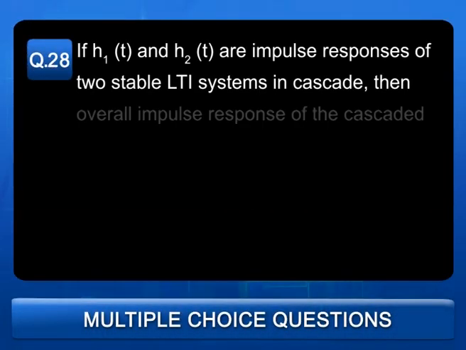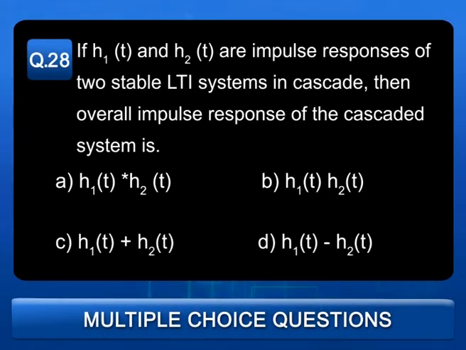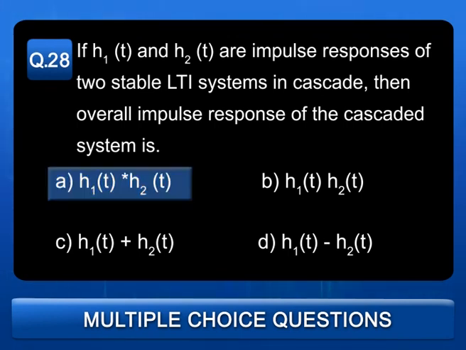Moving on, next question, 28th question. If h1 of t and h2 of t are impulse responses of two stable LTI systems in cascade, then the overall impulse response of the cascade system is A. h1 of t convolved with h2 of t. B. h1 of t multiplied with h2 of t. C. h1 of t plus h2 of t, and D. h1 of t minus h2 of t. The answer is A. h1 of t convolved with h2 of t.